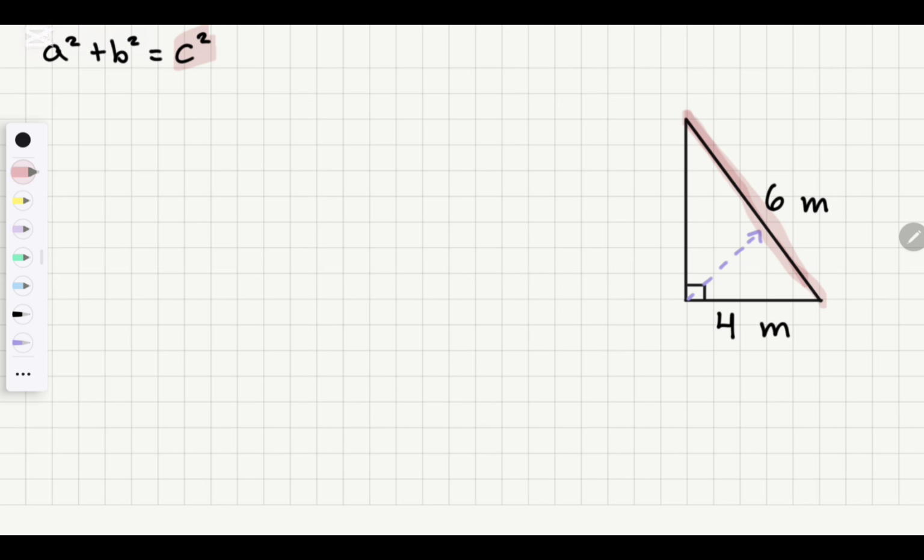It doesn't matter which side a and b are, as long as they're not the hypotenuse. The hypotenuse is always going to be c. It cannot be a and it cannot be b. It's always going to be c.